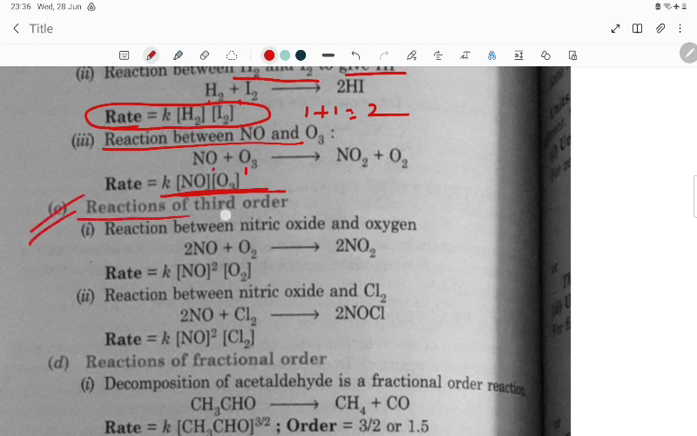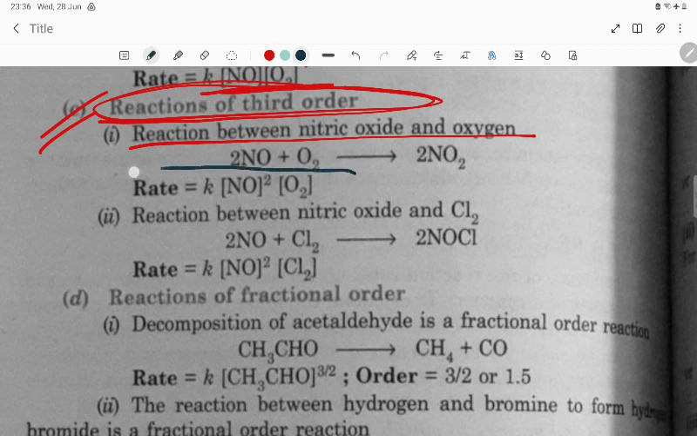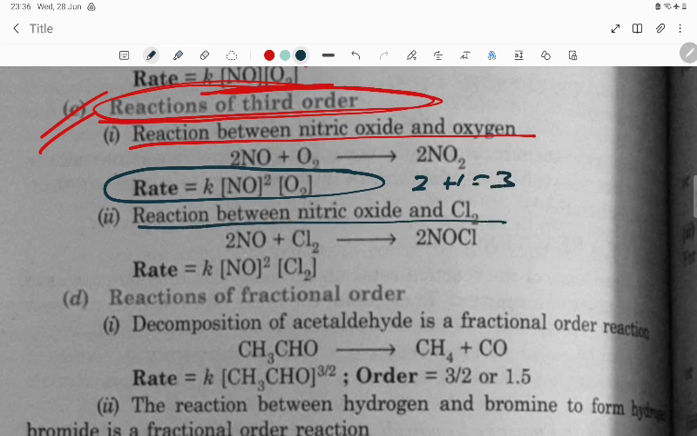Now the third one, reactions of the third order. We are going to understand third order. Reaction between nitric oxide and oxygen. What is the rate? The rate is equal to k[NO]^2[O2]. So here 2 plus 1 is 3, it is going to be third order. The reaction between nitric oxide and Cl2 is also going to be third order.